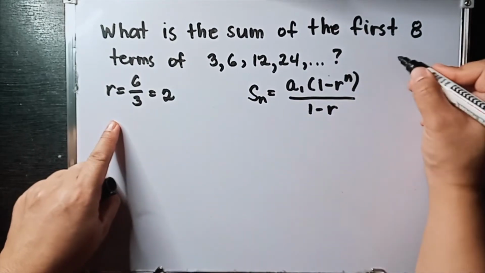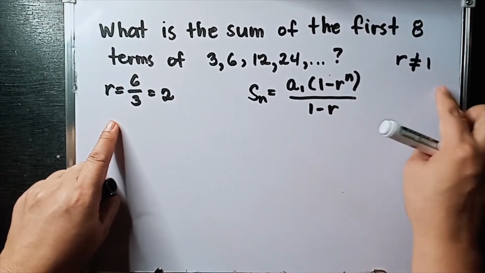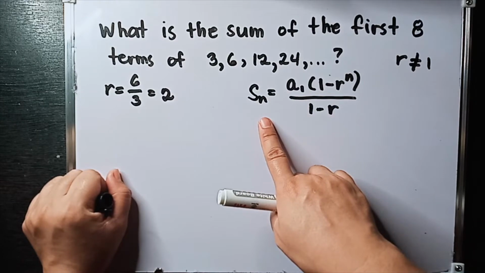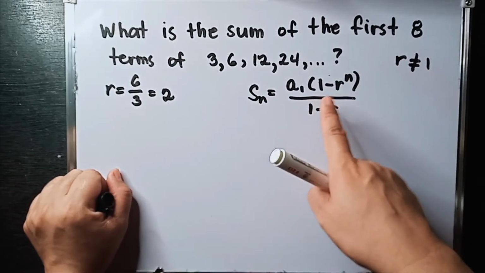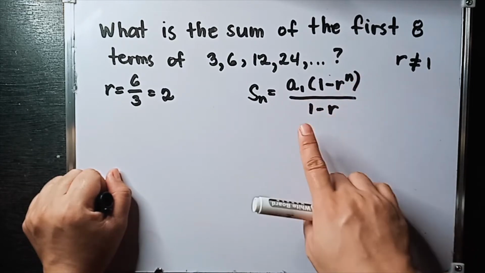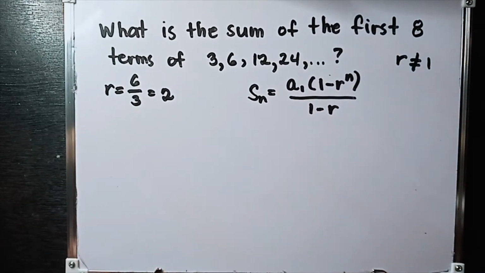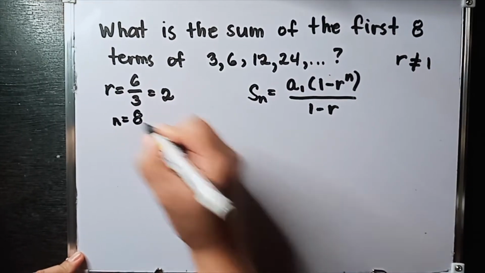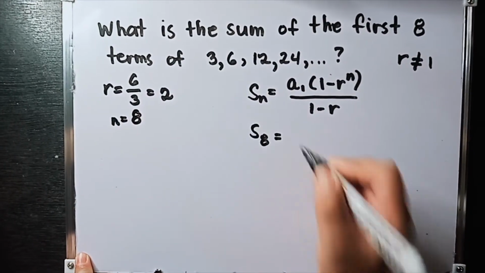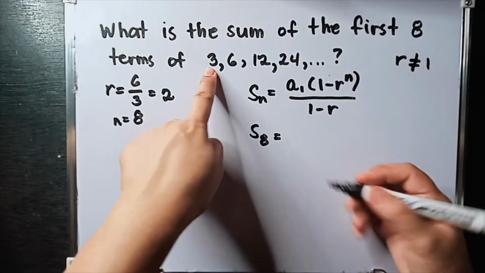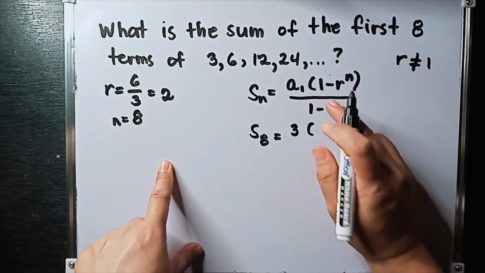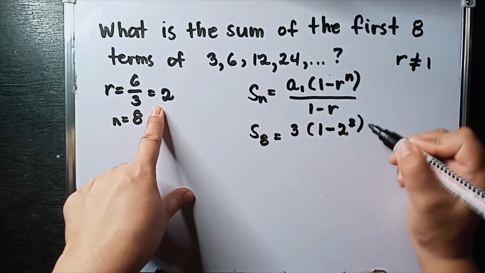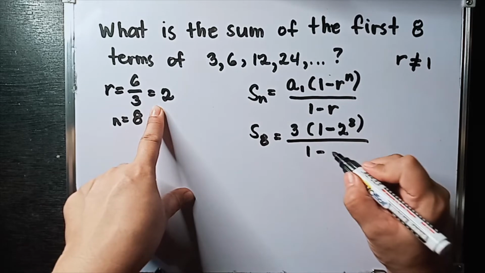Knowing here that our r is not equal to 1, we will stick to this formula. If r is not equal to 1, we are going to use S sub n equals a sub 1 times 1 minus r raised to n, all over 1 minus r. So we substitute the values. n would be 8, of course. So S sub 8 is equal to our first term, which is 3, times 1 minus our common ratio 2 raised to n, which is 8, all over 1 minus the common ratio, which is 2.